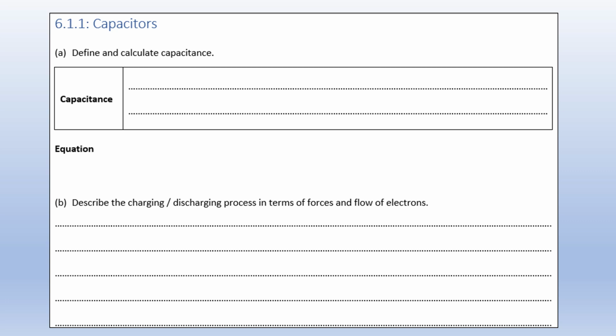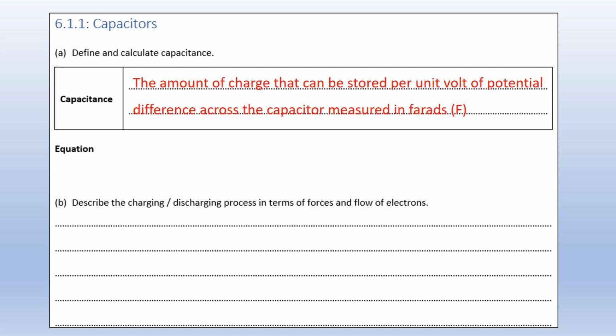All right, so I'm going to assume that you've worked through this section now. So let's take a look at capacitance. Capacitance is the amount of charge that can be stored per unit volt of potential difference across the capacitor, and capacitance is measured in the unit of farads, named after Michael Faraday, who did a lot of work with electric and magnetic fields. So the equation essentially comes from that definition because it's the charge per unit volt there.